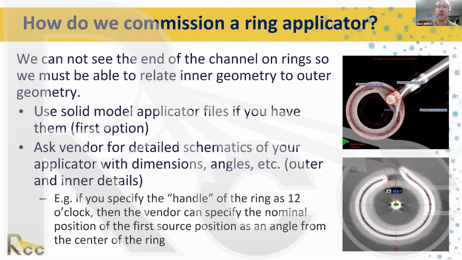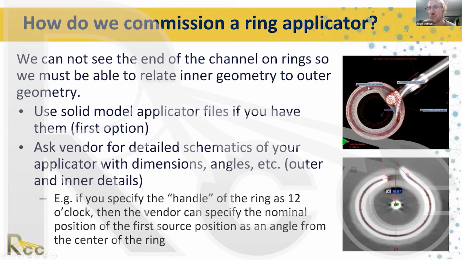So many times you cannot see the end of the channel, the end of the inner lumen on rings. So we must be able to relate inner geometry to outer geometry. One option is if you've got solid model applicator files, you can get these through most vendors, maybe not all, but if you have that option, it's really handy. So you can overlay, say, an applicator file, my applicator file. If you look closely, I've got these little purple blocks.